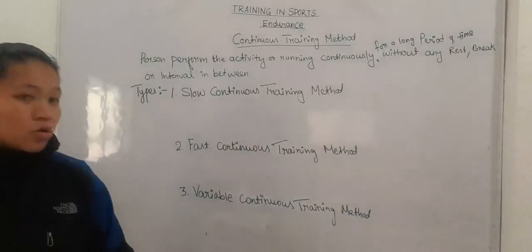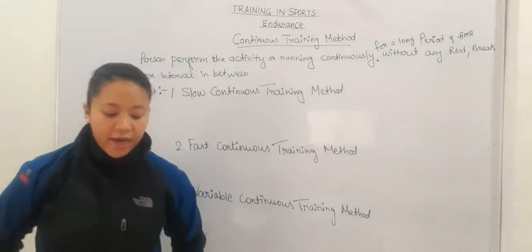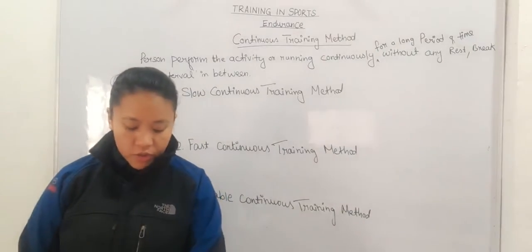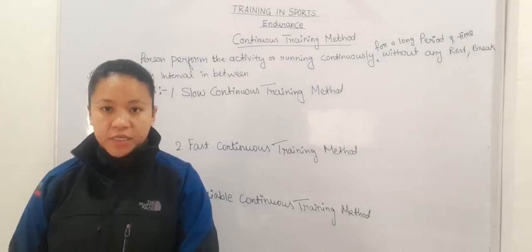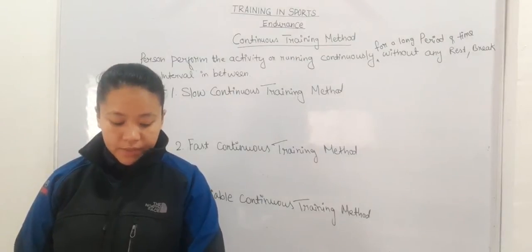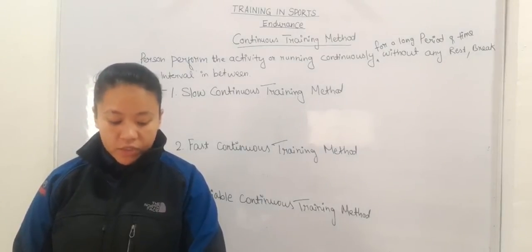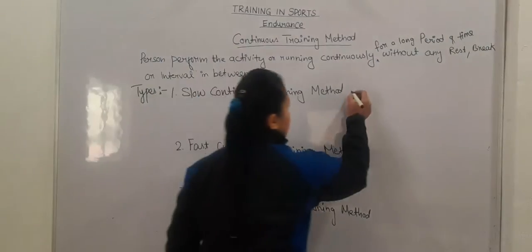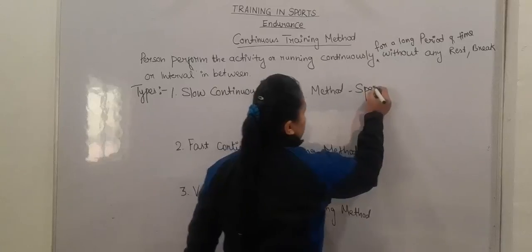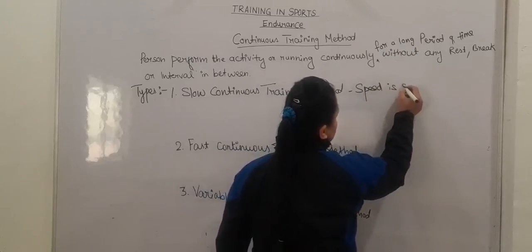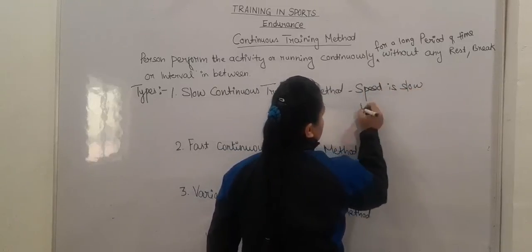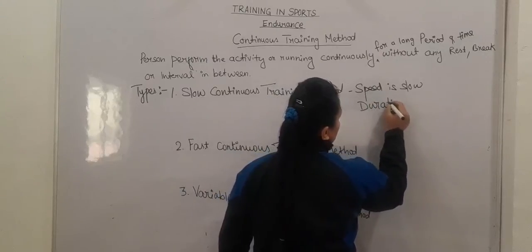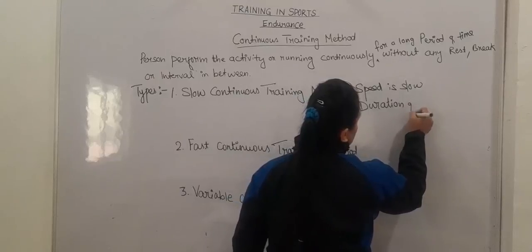So, in slow continuous training methods, the activity is done slowly. In slow continuous training methods, the activity is done with slow speed. The speed is slow and the duration of workout is long.